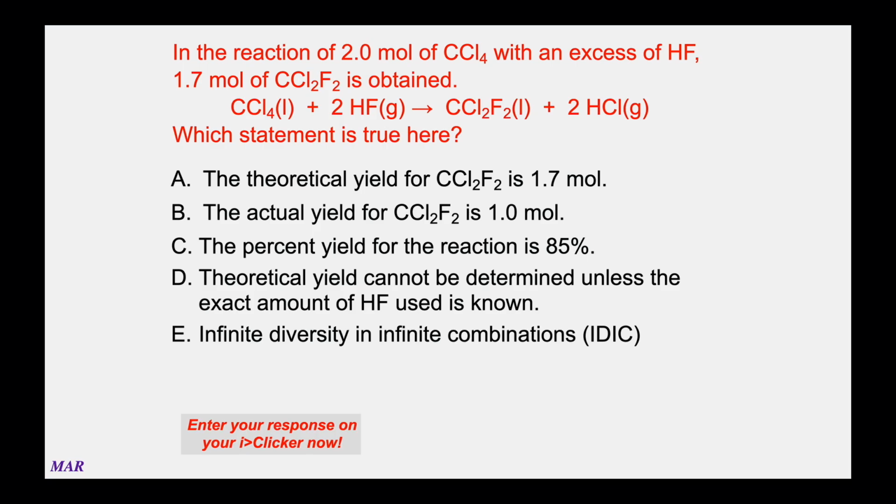Good to go. In this reaction, we're putting 2 moles of CCl4 with an excess of HF, and 1.7 moles of CCl2F2 is obtained. And here's the reaction. So we have an excess of HF, which means we don't have to worry per se about limiting reactants. You want to base your calculations on the CCl4 and the 2 moles of CCl4. And then it says that 1.7 moles of CCl2F2 are obtained. And then it says which statement here is true. And you can go through those and pick the one that's correct.